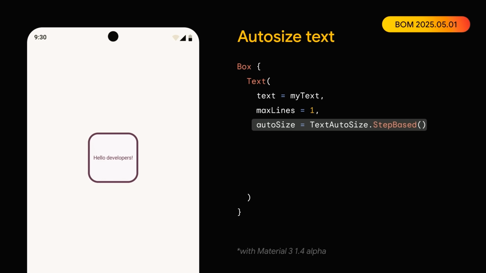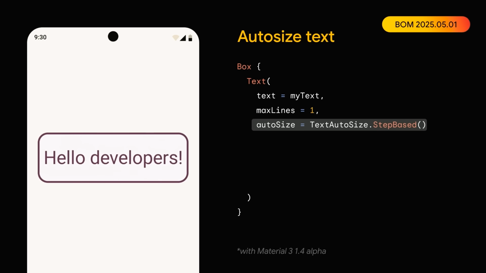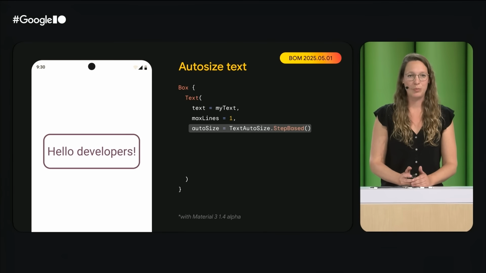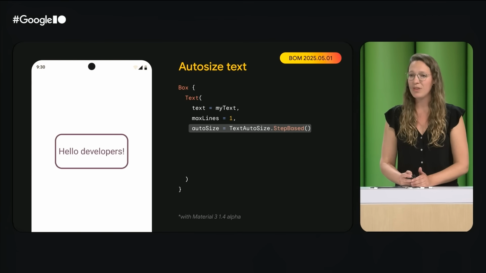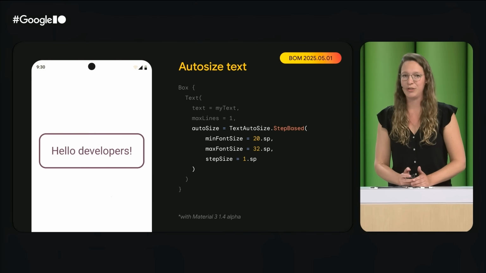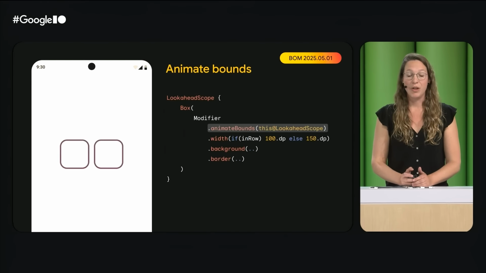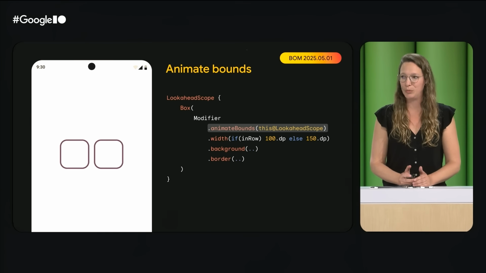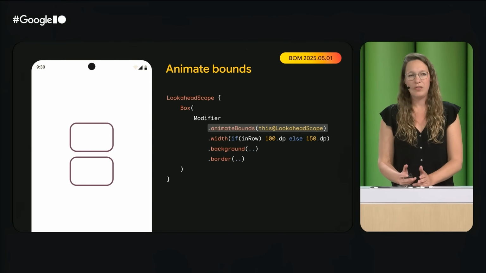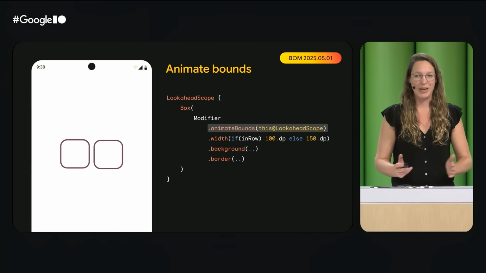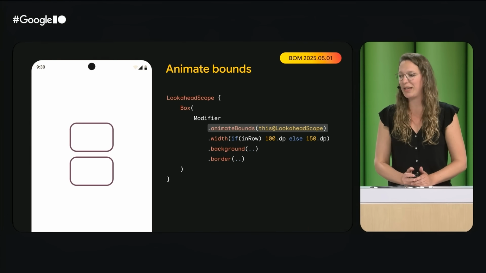Next up is auto-sizing text, or making your text automatically adapt to the size of its container. This is as easy as adding this new auto-size parameter to your text composable. And you can even configure it with minimum and maximum font sizes, or with the granularity of each step. Another modifier we've added is animate bounds, which lets you automatically animate the position and the size of a composable in its container. This is similar to animated content size, which you might already be using, but this one does both the size and the position at the same time, given that you're in a look-ahead scope.